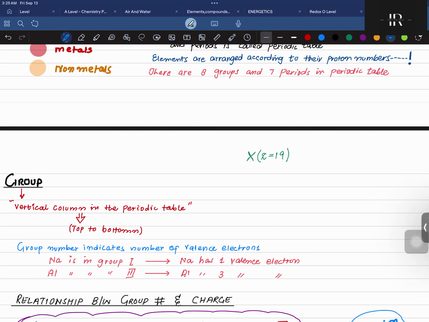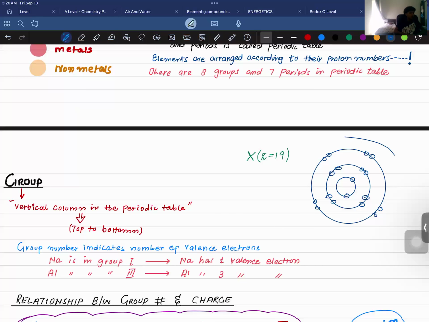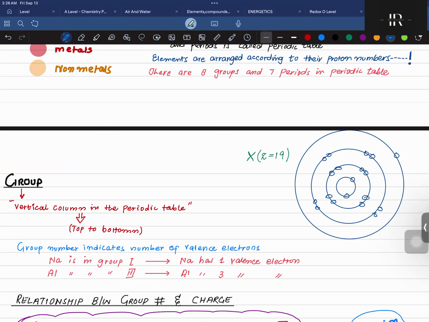So you will draw the configuration. In the first shell, I have 2 electrons. In the second shell, I have 8 electrons. And in the third shell, I have 8 electrons. Again, how many electrons are remaining? One. So this is 1. It indicates that X is in group 1, exactly, because it contains one electron in its outer shell.